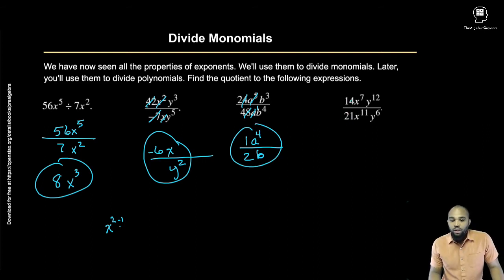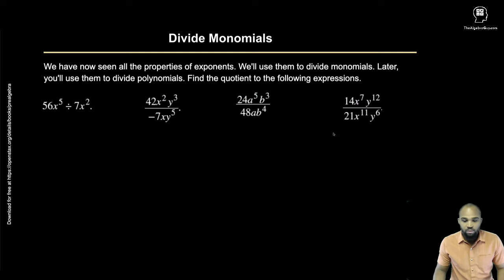All right, same thing here, 14 over 21. These can both be simplified by dividing by 7. 14 divided by 7 gives me a 2. And 21 divided by 7 gives me a 3. x to the 7th and x to the 11th. I have a bigger number on the bottom, so it's going to be 11 minus 7. 11 minus 7 leaves me x to the 4th. And a bigger number on top, so I'm still going to have a y value up top. 12 minus 6 is 6.